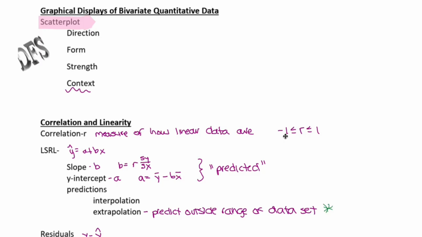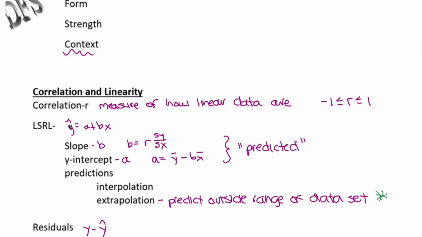LSRL, the least-squares regression line. This is the linear equation that we've been using since middle school: y hat equals a plus bx. The reason I'm using y hat instead of y is that we're using our predicted y values. Everything we're doing here is predicting using the model that we created. We are not using actual y here, but we will use actual y when we do residuals. It contains slope, y-intercept, and predictions.